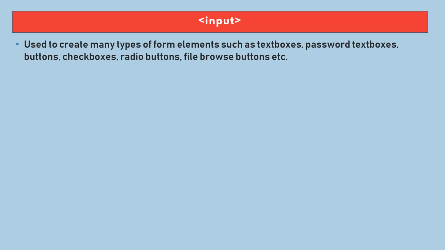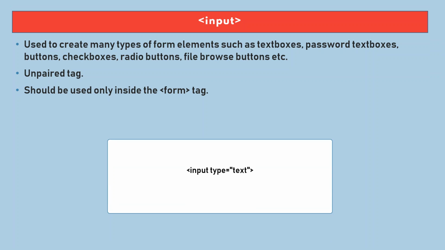Notice the input tag is used to create form elements like text boxes, check boxes, radio buttons, drop down lists. Many things can be created by using what? Input tag only. Input is an unpaired tag. That means no need of writing the closing tag for input. It is an unpaired tag. And the input tag must be used only inside the form tag. For example, input type equal to text will create a text box.